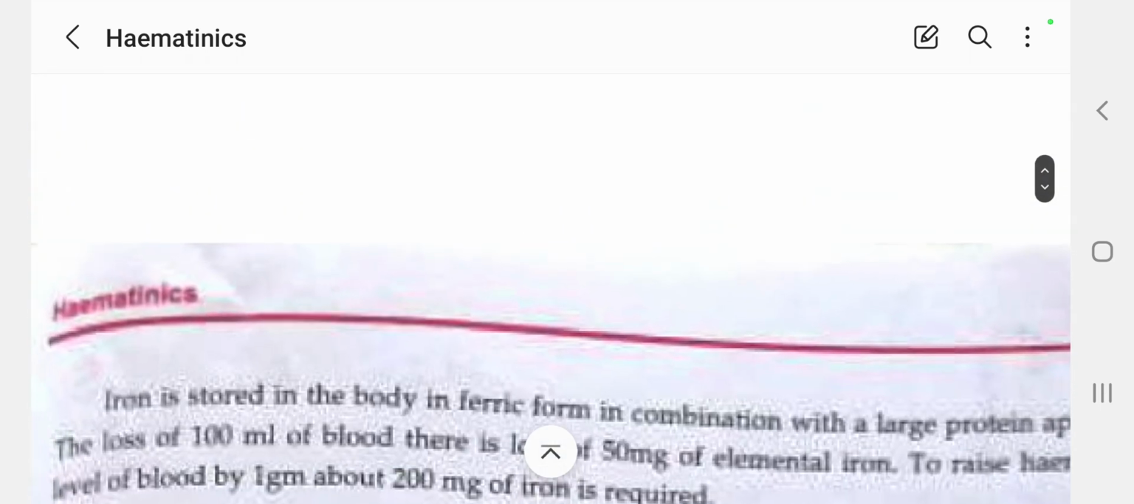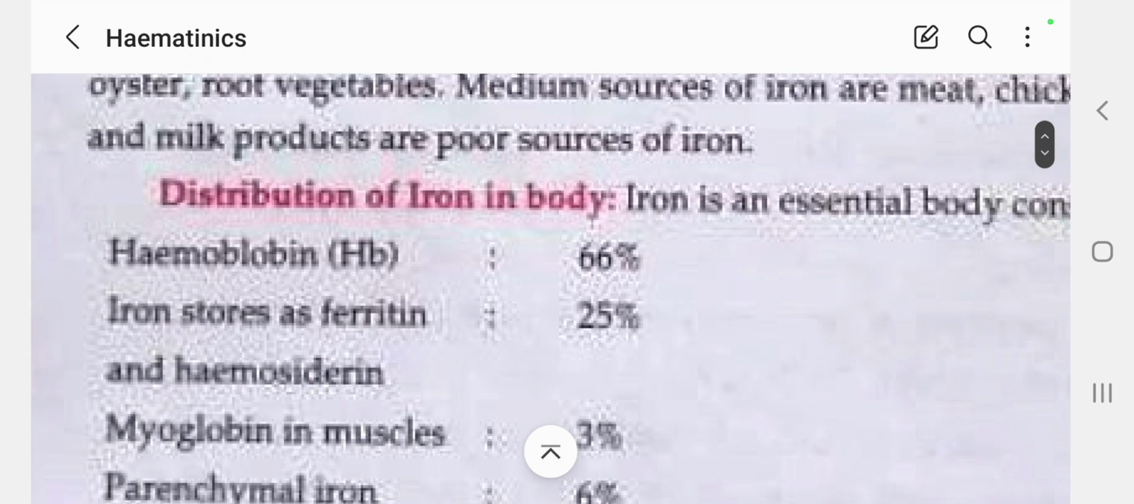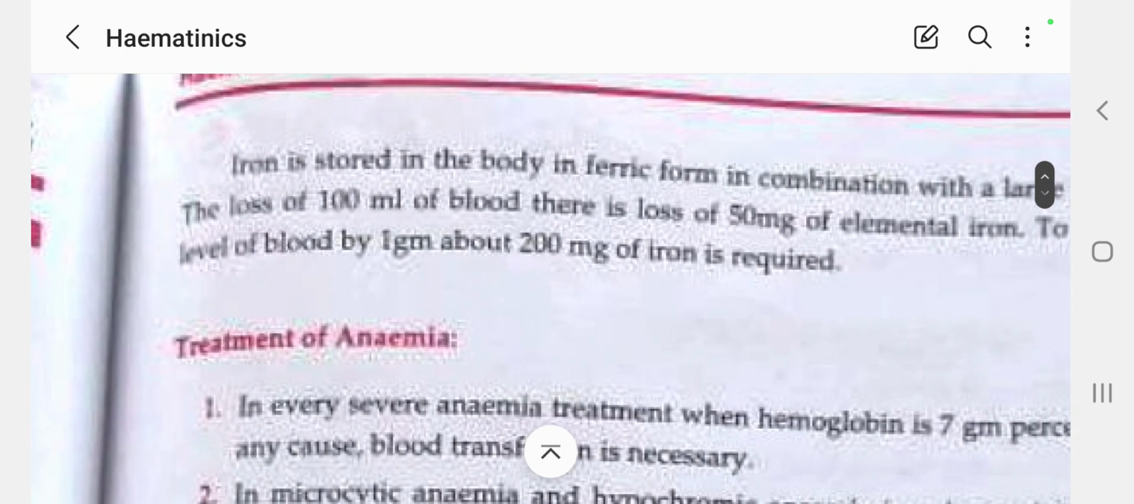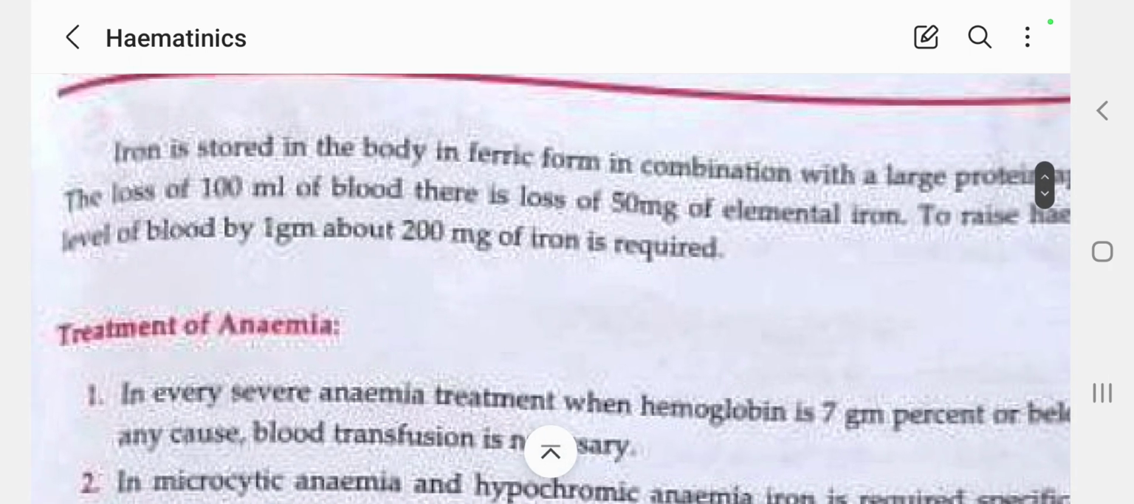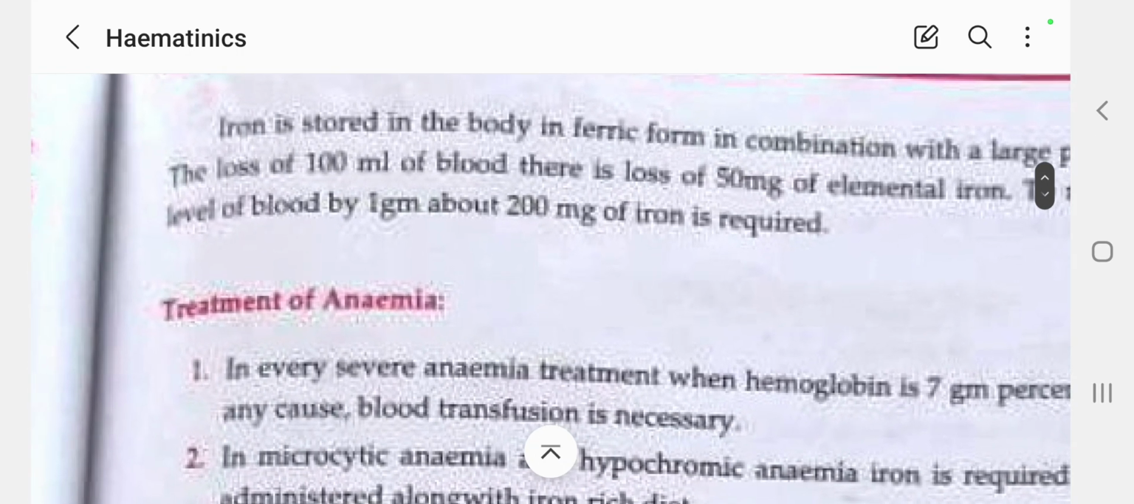I am discussing this because iron is majorly distributed in the form of hemoglobin. So if a person loses 100 ml of blood, they will lose 50 milligram of elemental iron. To raise the hemoglobin level of blood by 1 gram, about 200 milligram of iron is required.